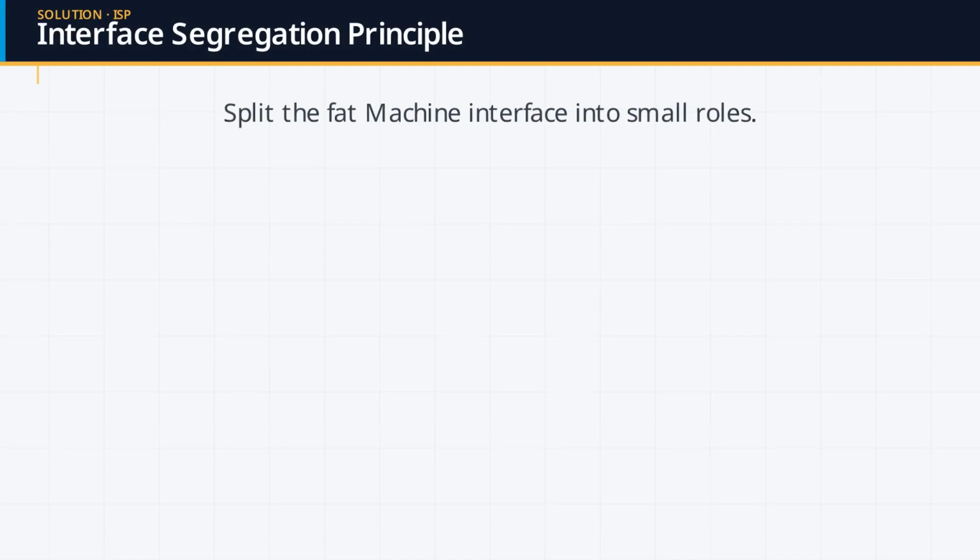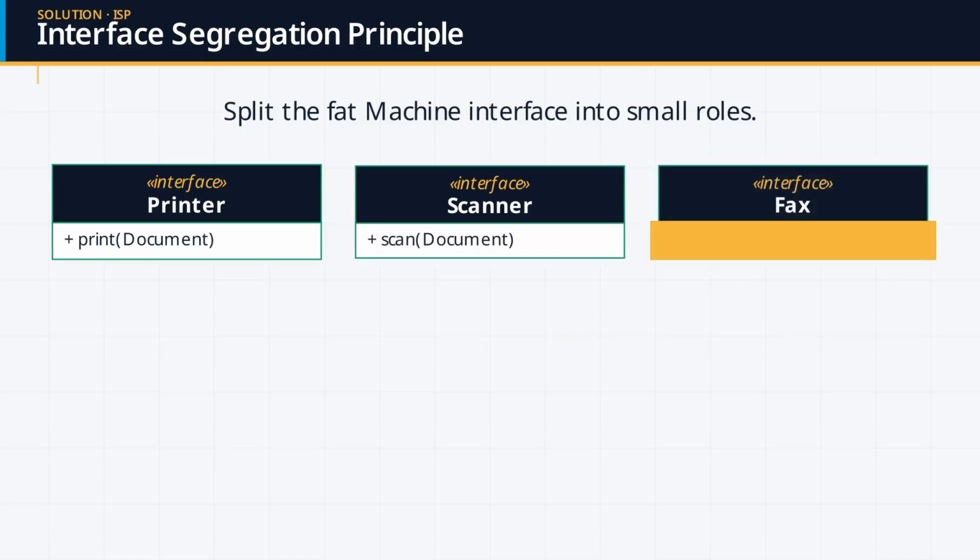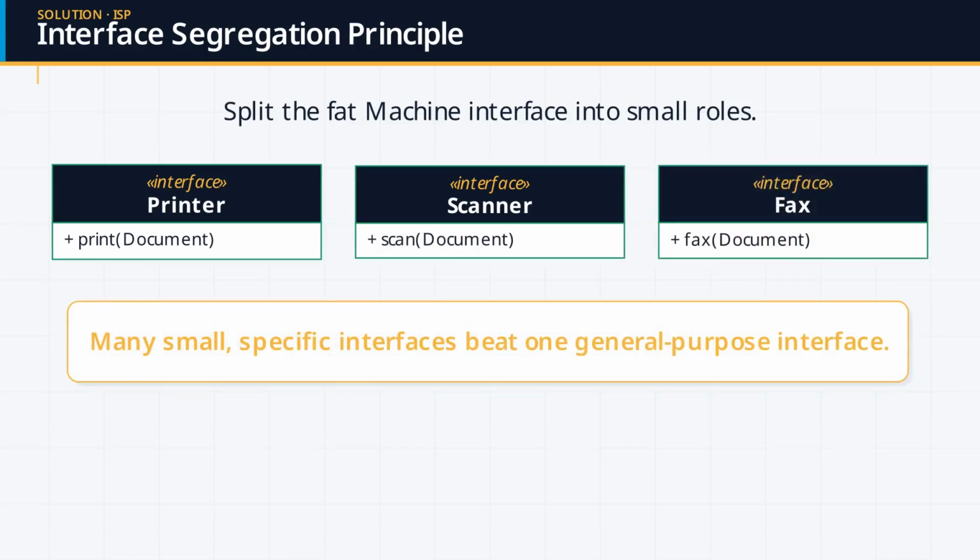Here's the solution: the Interface Segregation Principle. Split the fat machine interface into small roles. Printer only prints. Scanner only scans. Fax only faxes. Many small, specific interfaces beat one general-purpose interface.